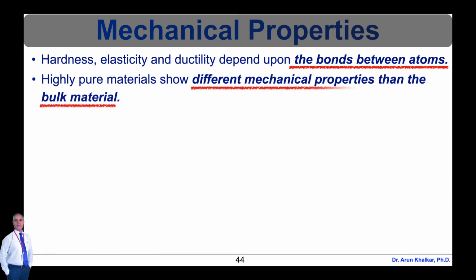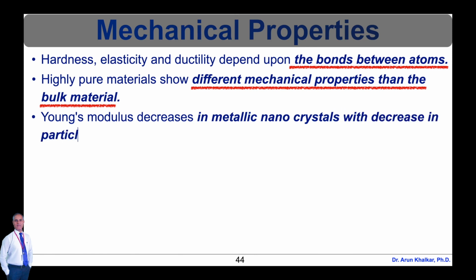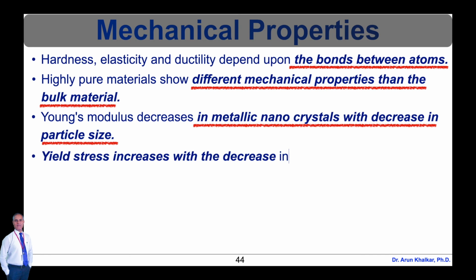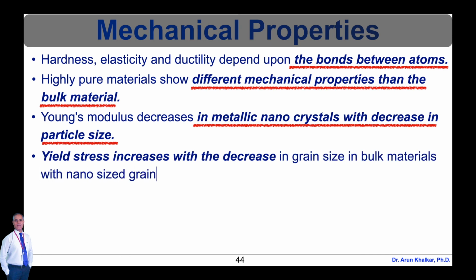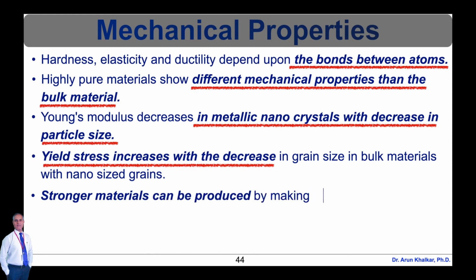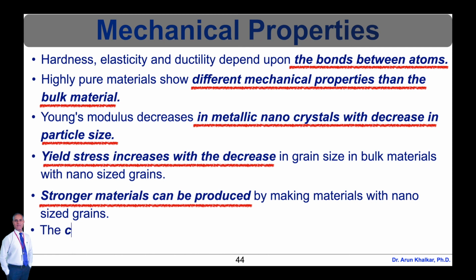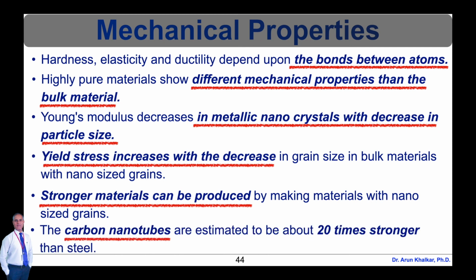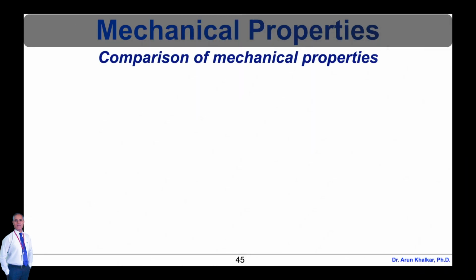Young's modulus decreases in metallic nanocrystals with decrease in particle size. Yield stress increases with the decrease in grain size in bulk materials with nano-sized grains. Stronger materials can be produced by making materials with nano-sized grains. The carbon nanotubes are estimated to be about 20 times stronger than steel. Now let's see the comparison of mechanical properties.